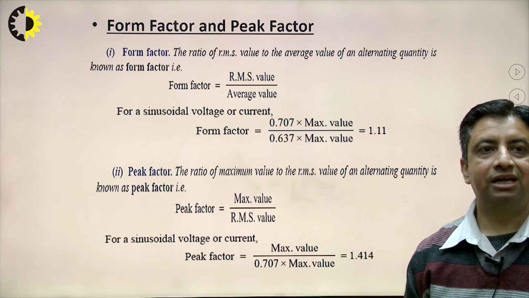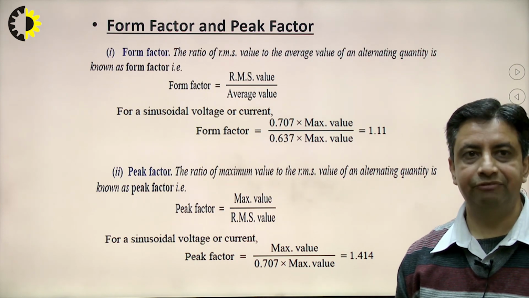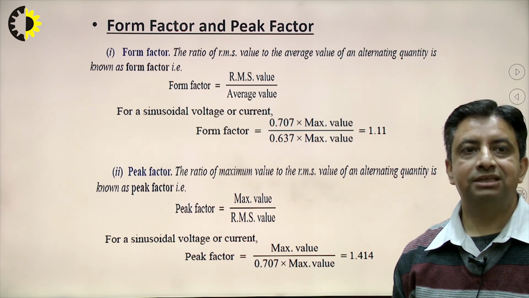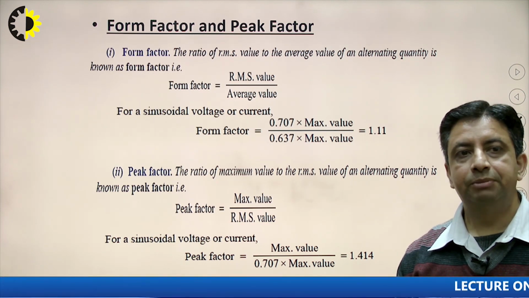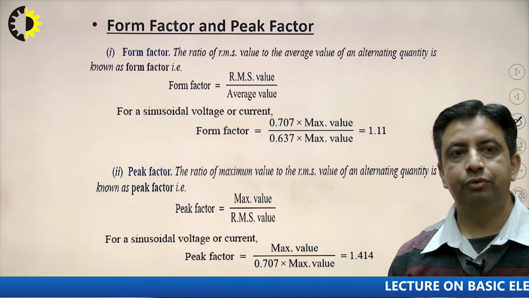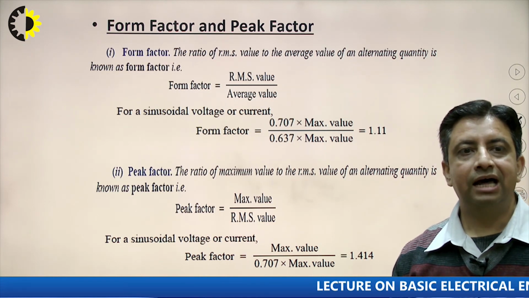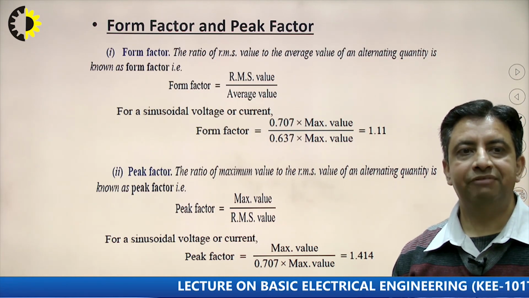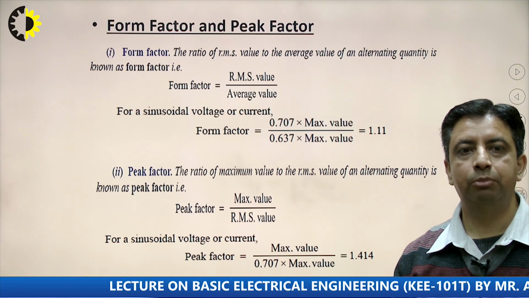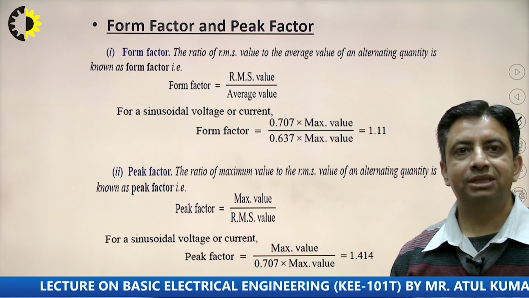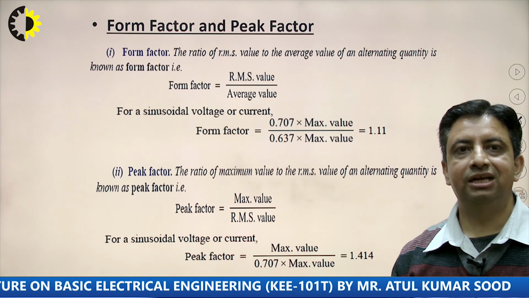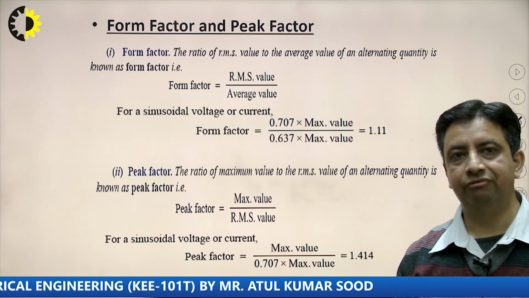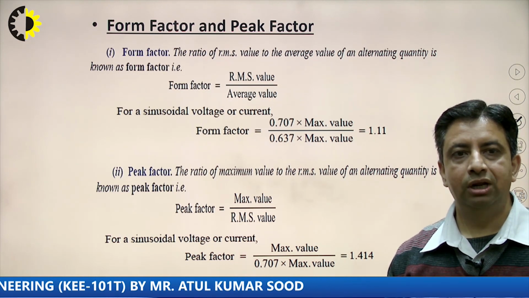Similarly, the peak factor is the ratio of the maximum value to the RMS value of an alternating quantity. The maximum value is your Vm or Im, and the RMS value is 0.707 times the maximum value. So the peak factor comes out to be equal to 1.414. You should remember that for a sine wave, whether it is a current waveform or voltage waveform, the form factor will be 1.11 and the peak factor 1.414 respectively.